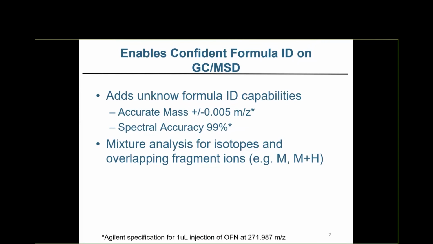The other thing that we throw into the equation is something which I'll talk a little bit about. And again, if you have questions, please let me know. It's called spectral accuracy, and we'll talk about what that is. That combined with mass accuracy enables really good formula identification on a single quad instrument. And in particular, the Agilent instrument is extremely high performance, so we tend to get the best results on that type of instrument.